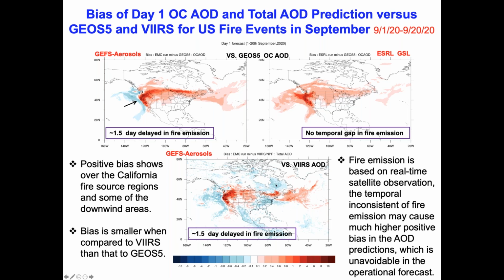Meanwhile, we also found that when we compare the GEFS-Aerosols result with the VIIRS AOD, the bias is actually much smaller compared to the bias when we compare with the GEOS-5 model. So while there is some uncertainty, it looks like the result differs when you compare to different model results and observations.